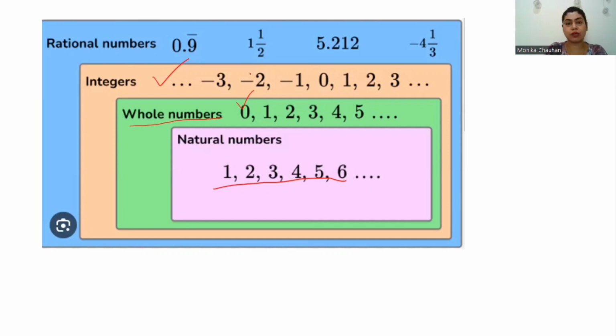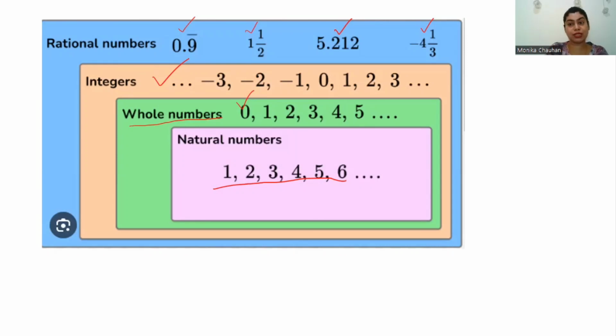That means, how do these numbers look? If you see, there are certain examples given in this diagram. 0.9 with a small bar on it. What does it mean? That 9 is repeating. So this is this kind of decimal. Then you have a mixed fraction, 1 whole 1/2. Then again a decimal. Then you have a minus, and now there is a fraction that is negative also. So there are so many things which must be going through your mind: decimals, fractions, negatives. All these numbers are rational numbers.